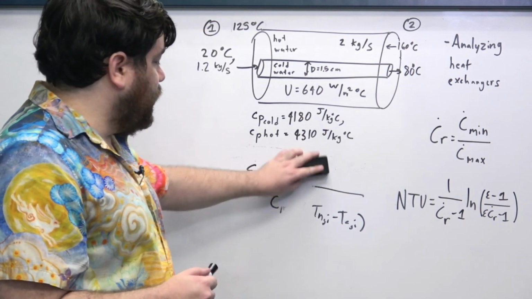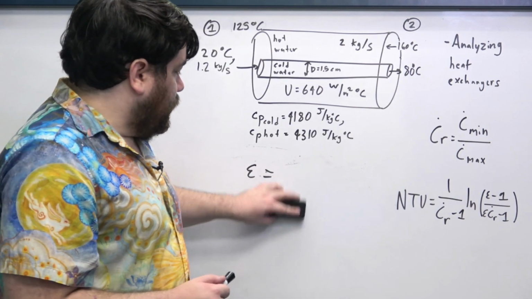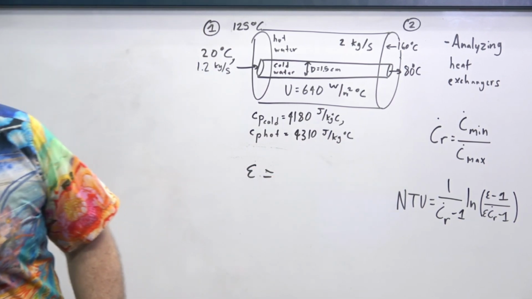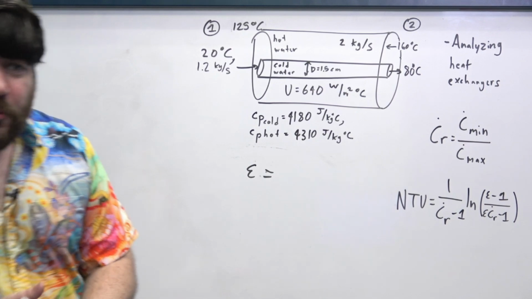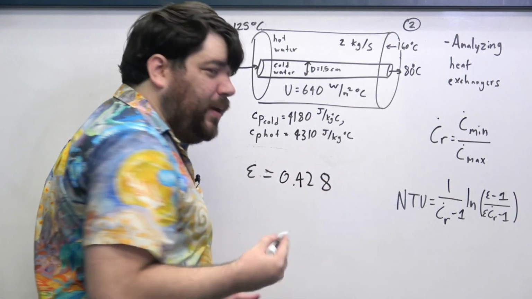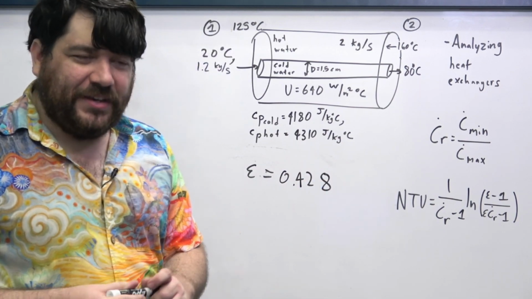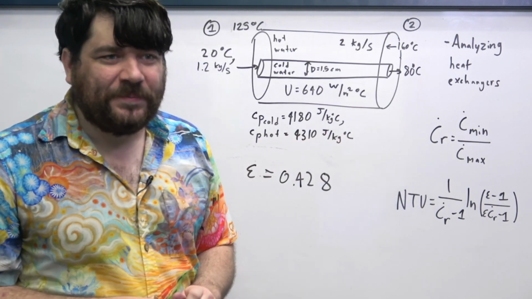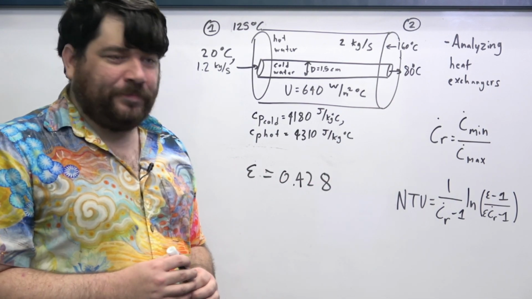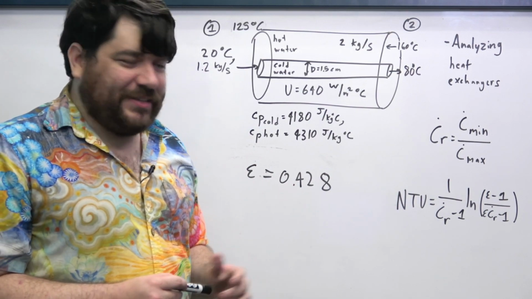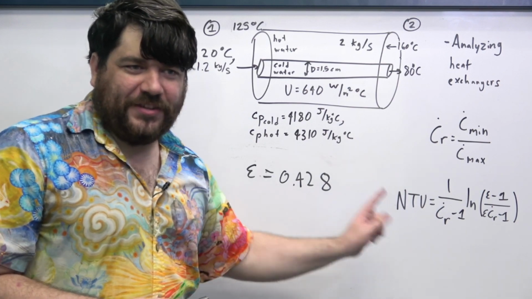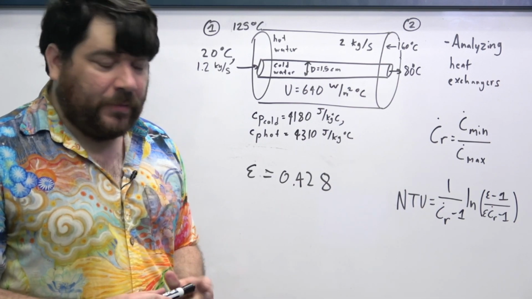If I plug in numbers over here, the effectiveness that I would wind up calculating is approximately 0.428. And remember that this doesn't have units, just like the heat capacity rate ratio, because these are dimensionless quantities, which was the whole point. And now that we have this effectiveness, now that we have the heat capacity rate ratio, all we have to do is just plug this in and calculate the NTU.